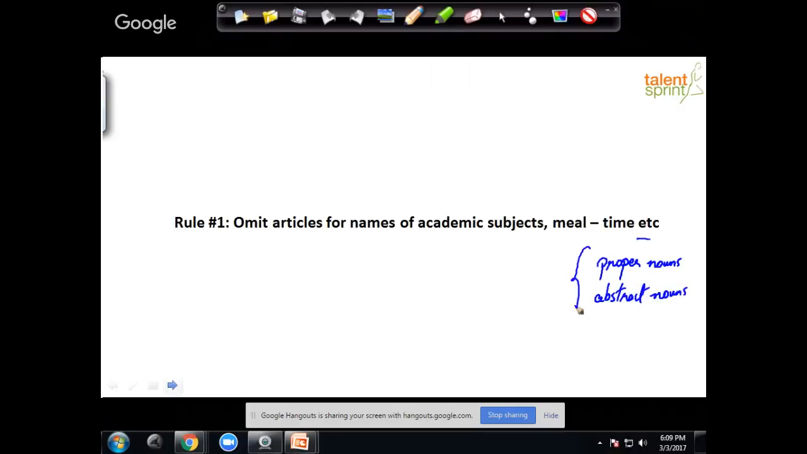And this when it is used in a general sense. Right? And there are various other instances where you need to omit the article. You can look it up. So that's the first rule. Let's move on.